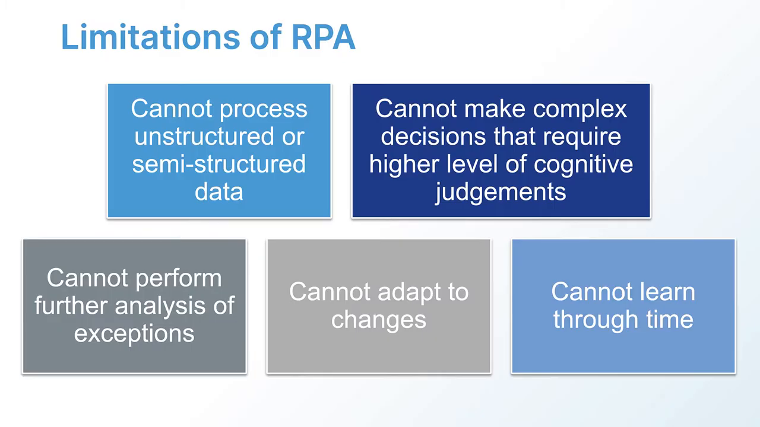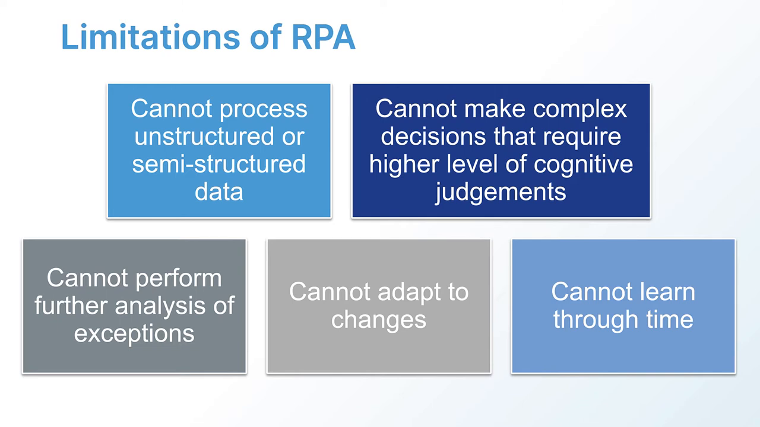And to further contrast RPA with AI, here we can talk about the limitations of RPA. RPA cannot process unstructured or semi-structured data. So one example of the unstructured data can be social media uploads, including images, videos, or texts. Second, RPA cannot make complex decisions that require higher level of cognitive judgments. For example, if we want to make an assessment of the risk level of some loan applicants, we need some level of professional judgment to decide whether we can make a loan to this applicant. And this is what RPA cannot automate by itself.